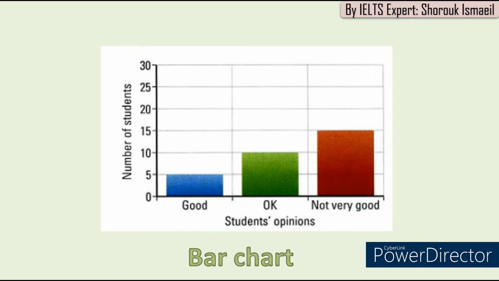For example, the bar chart on the right shows what a group of students think about the film they have just seen. We can interpret the information by saying that half the students did not like the film, or by saying that 50% of the students did not like the film. We can be even more specific and state that 15 out of 30 students did not like the film.